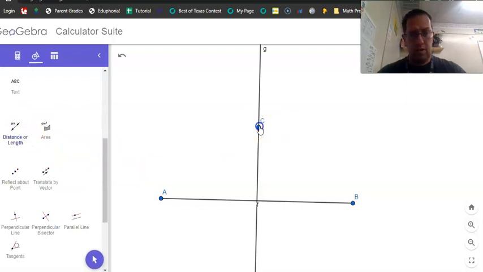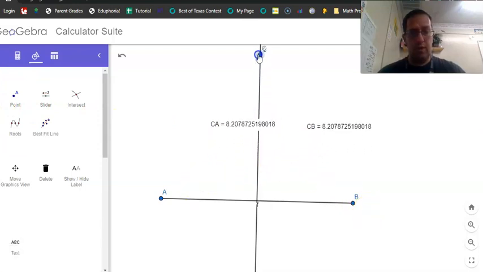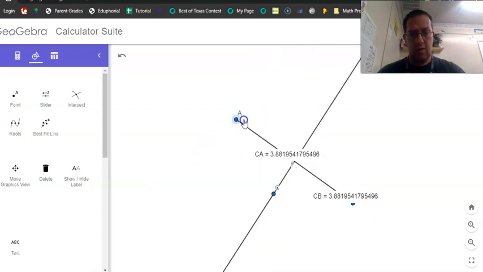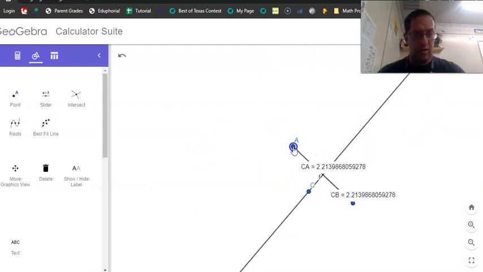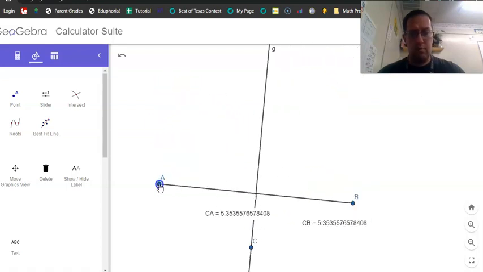There we go. So the distance from point C to point A, the distance from point C to point B, and notice that those are exactly the same. Same distance to CA as CB. And no matter where I move point C, notice those distances stay the same. I can move it to the other side. I can move A and B, change that length there, and notice those distances are always equal to each other.